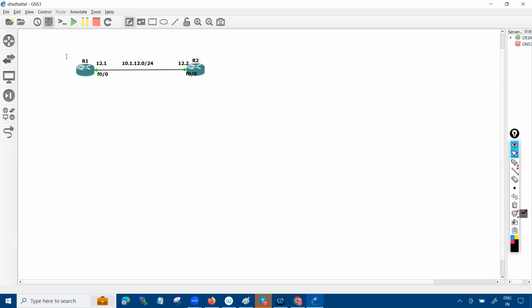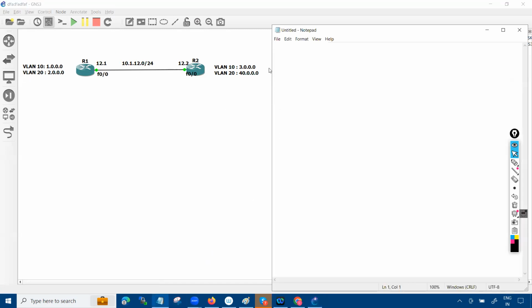And of course, I will consider there are a few loopbacks. I'll consider VLAN number 10, and I'll configure this one as 1.0.0.0. VLAN number 20 we have 2.0.0.0. Same thing, I'll consider the VLANs over there. VLAN number 10 we have 3.0.0.0, and VLAN number 20 we have 4.0.0.0. So we have two VLANs behind router 1 and router 2. You can consider these are the LAN networks we have. So let me configure this, guys. A simple configuration we have.